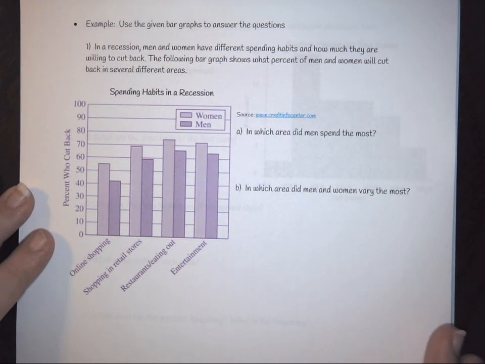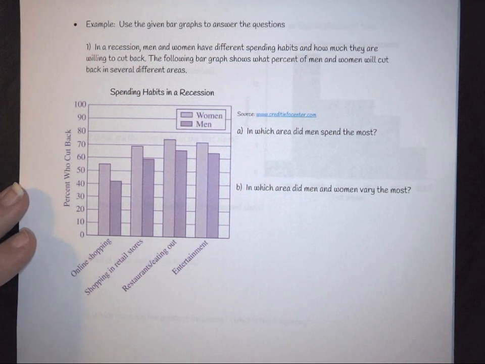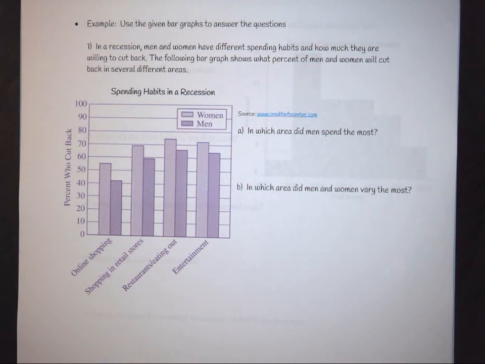Alright, first let's look at the bar graph. So we have spending habits in a recession, and that the following bar graph shows the percent of men and women that will cut back in several different areas. The overall idea is that we are talking about spending habits. So here, the first question says, in which area did men spend the most?